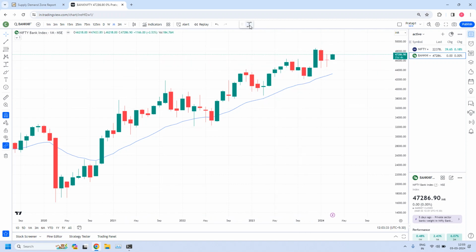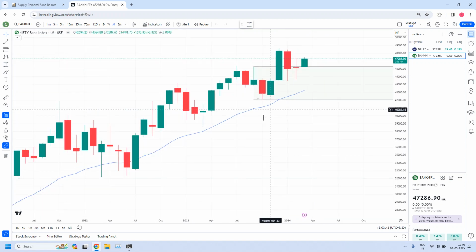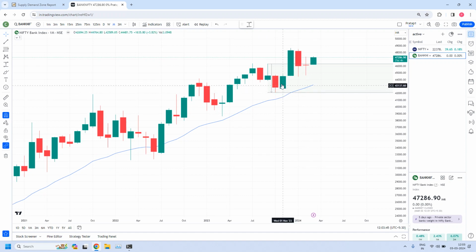So now let us draw the monthly zone. Let me change the color to monthly demand zone. Okay. If you look into this drop base rally, this is having a monthly EMA confluence. This monthly demand zone is having monthly EMA confluence. This is one important observation you should make.